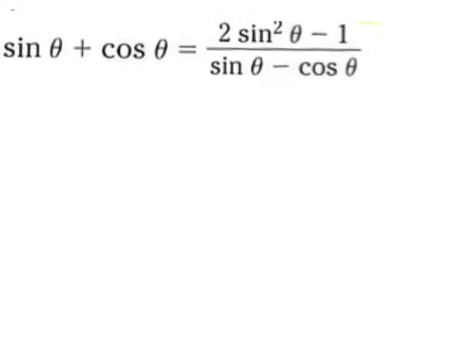Here we're asked to verify the identity: sine theta plus cosine theta is equal to 2 sine squared theta minus 1, all over sine theta minus cosine theta. We remember that proving a trig identity is the same as saying show that the left-hand side and the right-hand side are the same, or really showing that we can turn the right-hand side into something that looks exactly like the left-hand side, or vice versa.